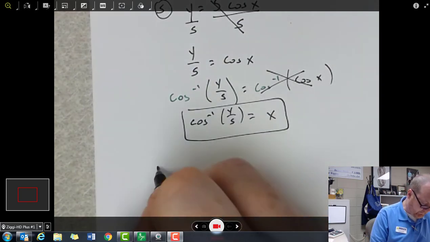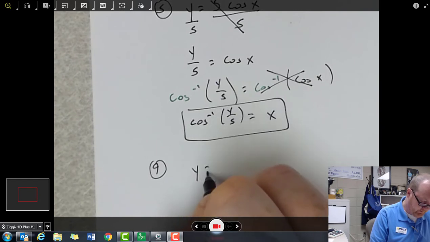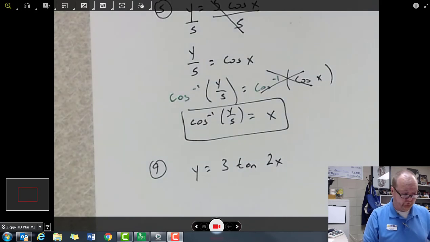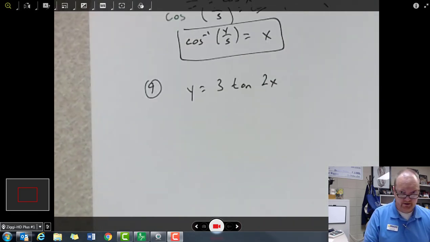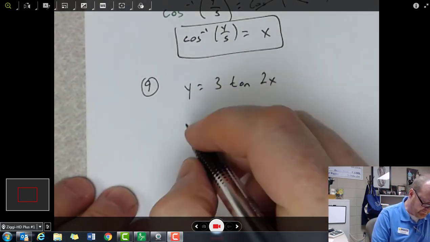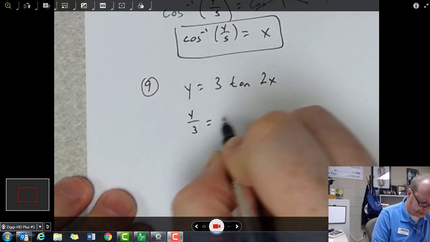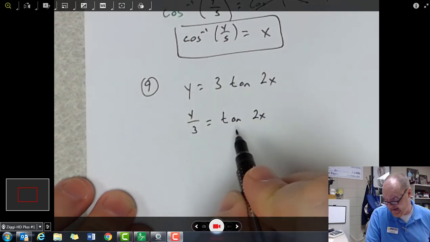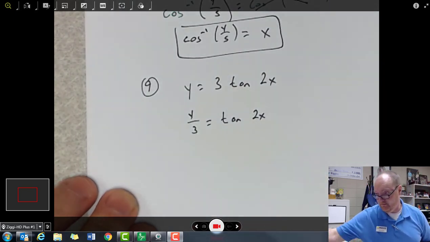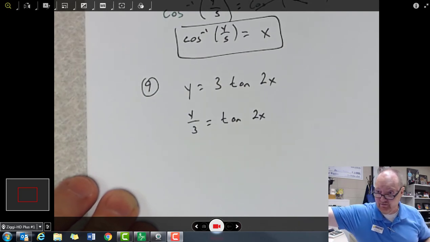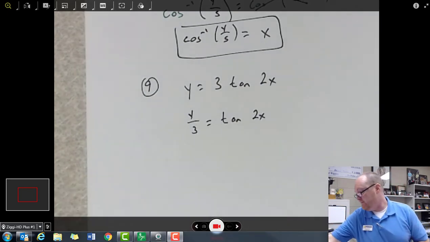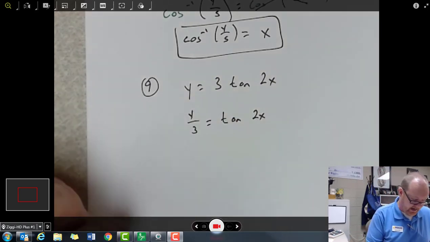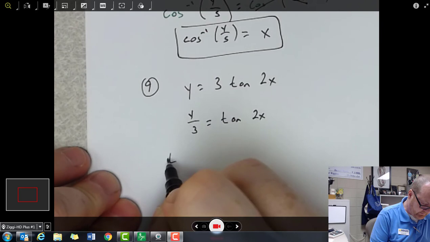Number 9 is the same thing. It's just got more pieces. Y is equal to 3 tangent of 2x. So several pieces there that we need to get rid of. So the first thing I'll do is to divide both sides by 3. I now need to get rid of the tangent function, so I can take the inverse tangent of each side. All right, take the inverse tangent of both sides.